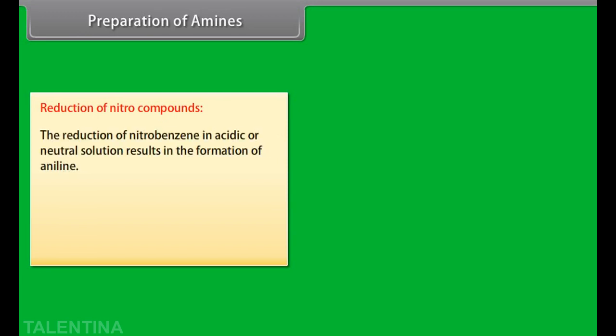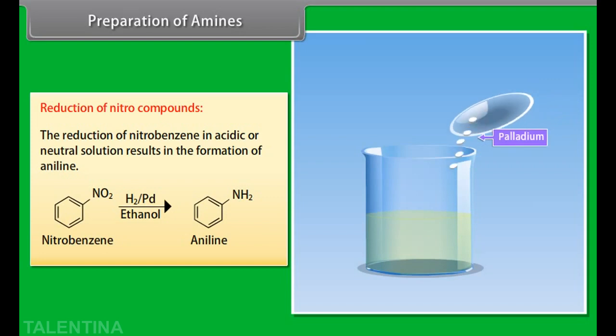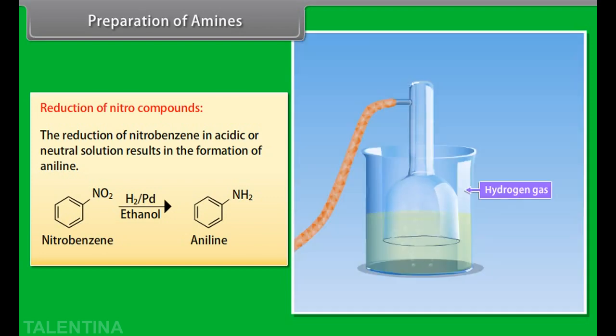The reduction of nitrobenzene in acidic or neutral solution results in the formation of aniline. Nitrobenzene is reduced to aniline by passing hydrogen gas in the presence of finely divided palladium.